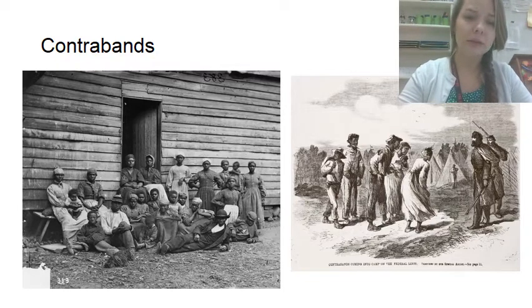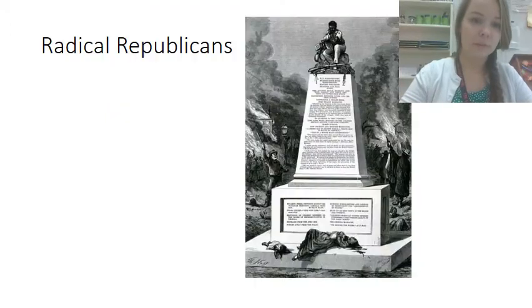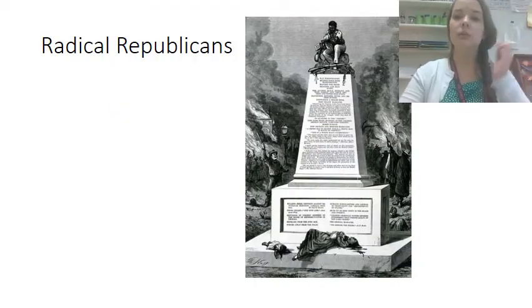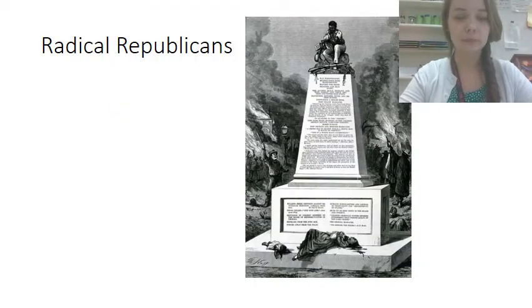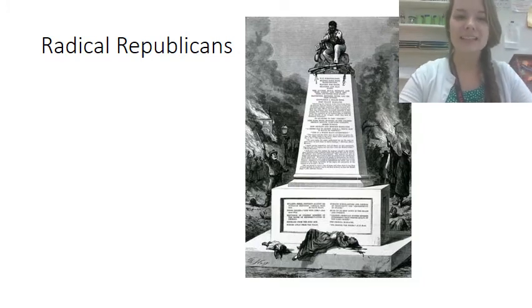The Radical Republicans are going to work for legislation that is going to end slavery in the rebellious states and outlaw slavery in other federal territories. And that's just showing you slaves trying to escape to freedom. So these Radical Republicans are going to include people like Charles Sumner, that guy we talked about that got beaten by a cane, not a guy with a cane, and Thaddeus Stevens.